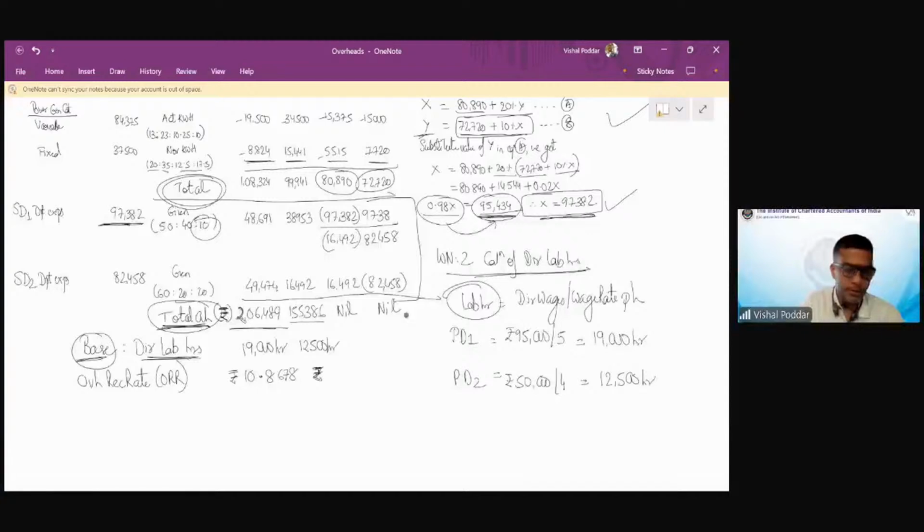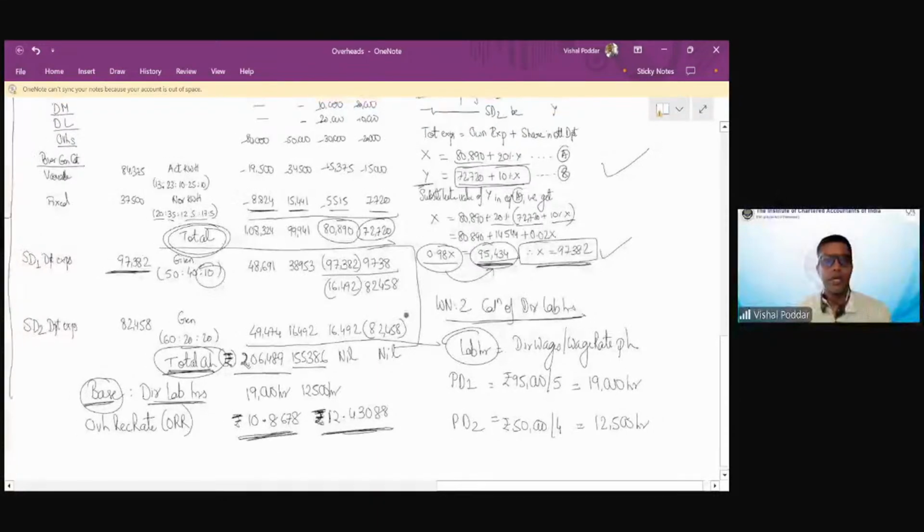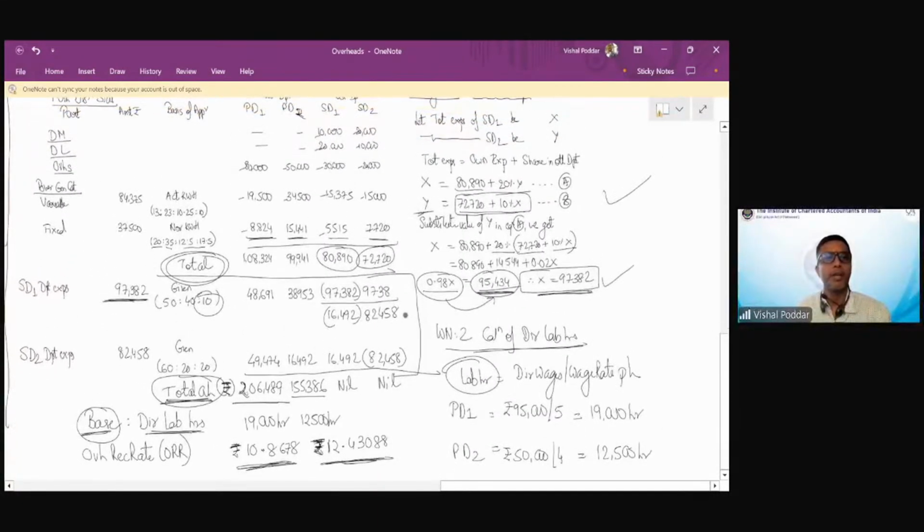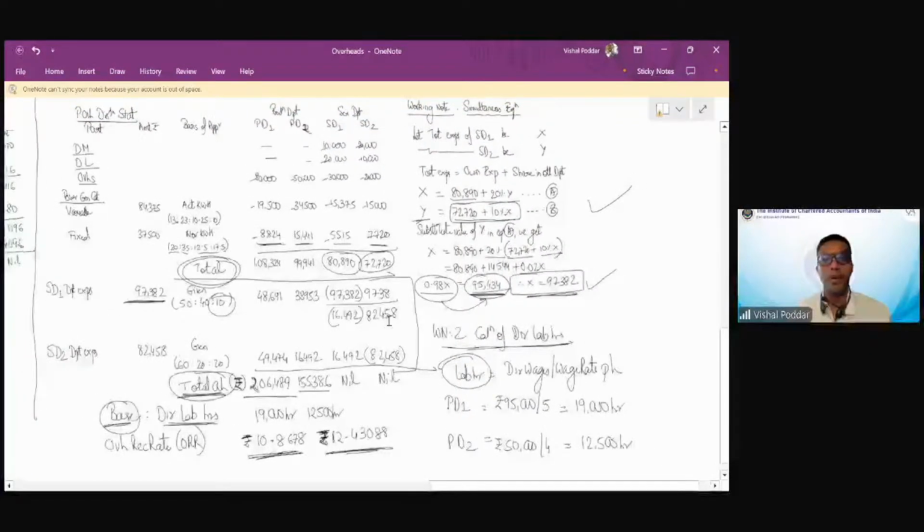Similarly, my ORR for the second department will be 155,386 divided by 12,500. It is coming to 12.43088. So these are my ORR for both the departments. So this is how we find out our overhead charging rate in totality, starting from primary, then going to secondary, and then finally going to the final ORR working. So this is the whole working, students.